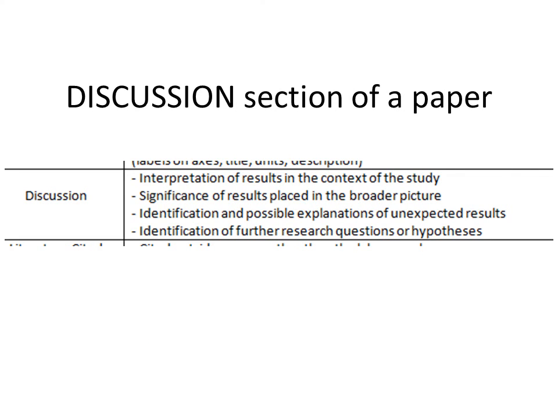It is also necessary for this week's lab to be able to write a discussion and conclusions section. Here is the rubric for the discussion section. First, it is important to interpret the results in the context of the study. Then you use more primary literature sources to explain the significance of your results in a broader context. You also use this section to explain unexpected outcomes and identify possible explanations for your results. Finally, this section identifies further research questions or hypotheses that are the next logical step based on your results.